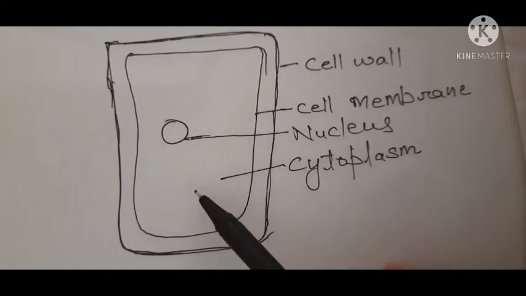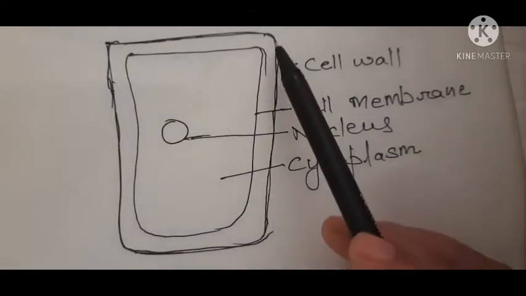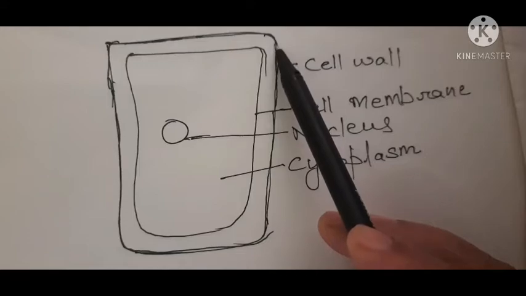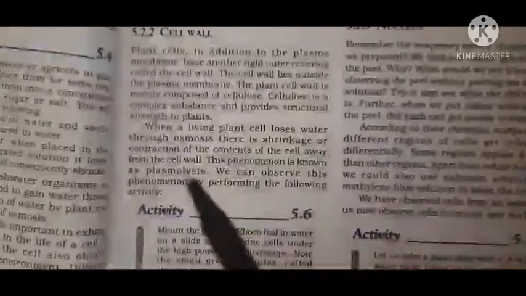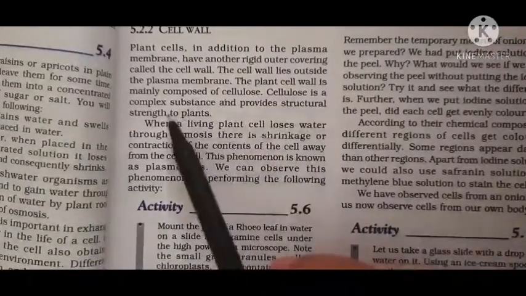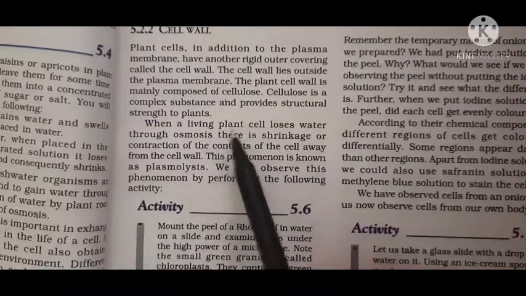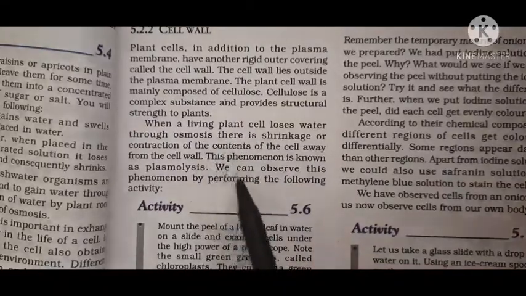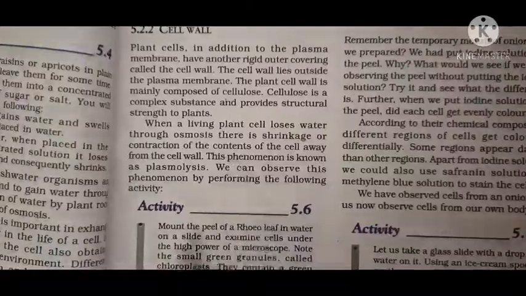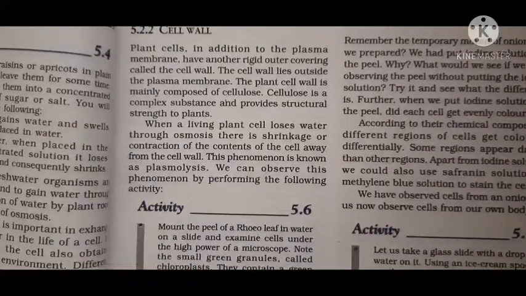So this is cytoplasm. Now this cell wall is made up of a complex carbohydrate called cellulose, because of which it provides strength to the plant cells. I hope it is clear to everyone. You can underline: cellulose is a complex substance and provides structural strength to the plants. Now I will tell you what is plasmolysis and what is deplasmolysis.